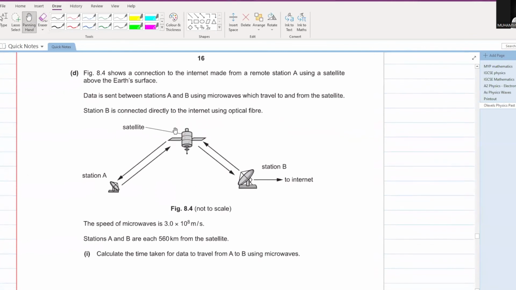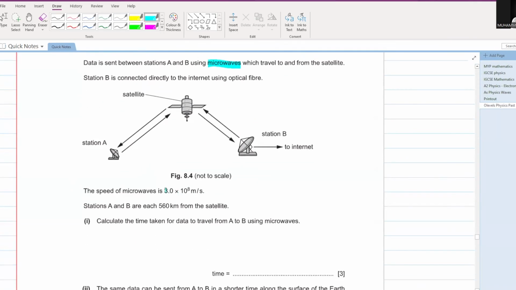Okay, so we have figure 8.4 shows a connection to the internet made from a remote station A, using a satellite above the earth's surface. Data is sent between station A and B using microwaves which travel to and from the satellite. Station B is connected directly to the internet using optical fibers. The speed of the microwaves is this. Station A and B are each 560 kilometer from the satellite. Okay, so this is also 560 kilometer and this is also 560 kilometer. State the time taken for the data to travel from A to B using microwaves.